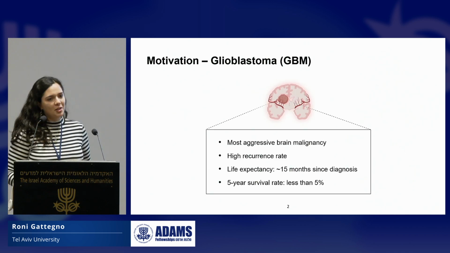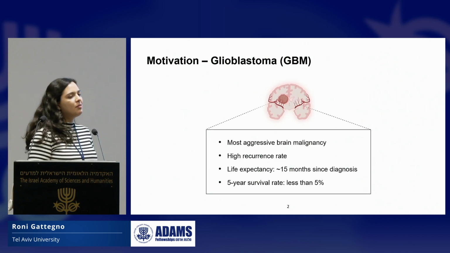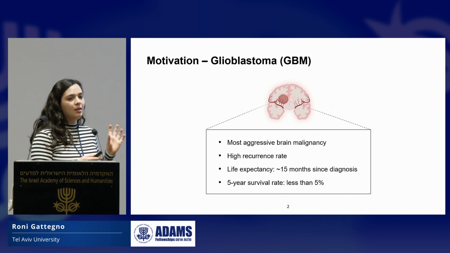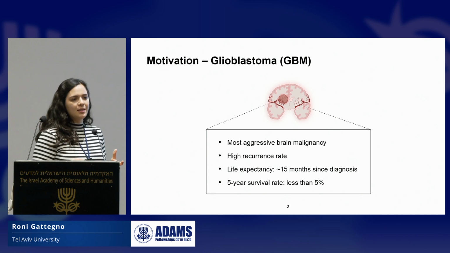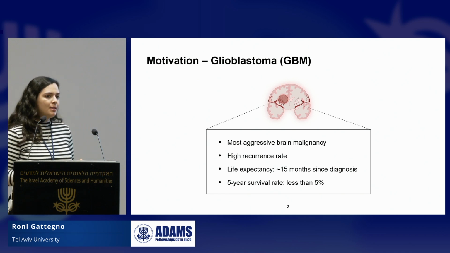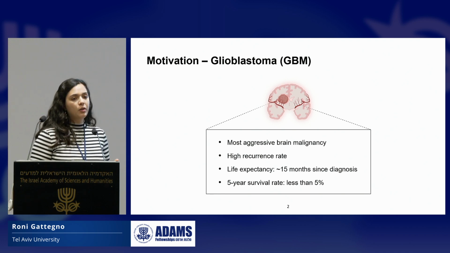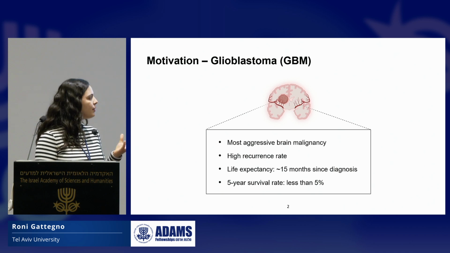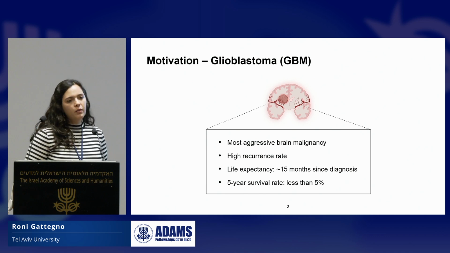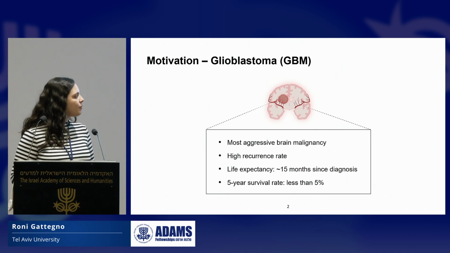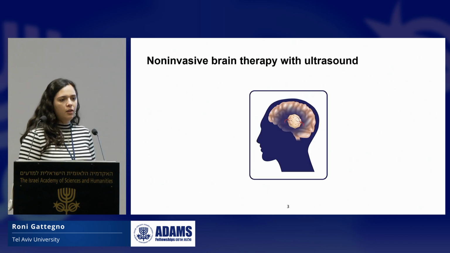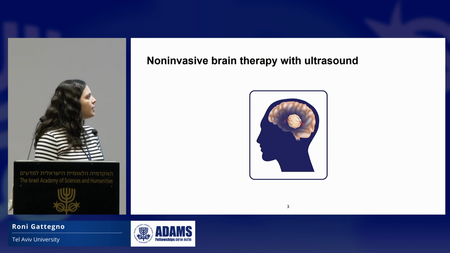Okay. First of all, the motivation for my research, even though all the things I'm showing today were done on healthy mice, is glioblastoma. Glioblastoma is one of the most aggressive brain cancers. It has a short life expectancy and a high recurrence rate, and the current treatment is resection of the tumor when it's possible, which is not always the case, followed by radiotherapy and chemotherapy.